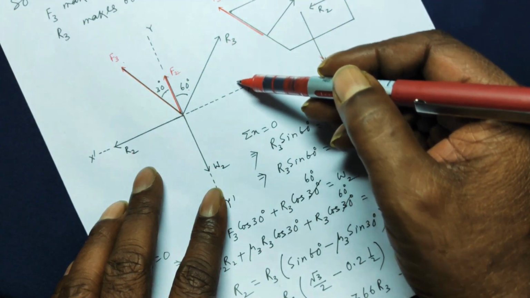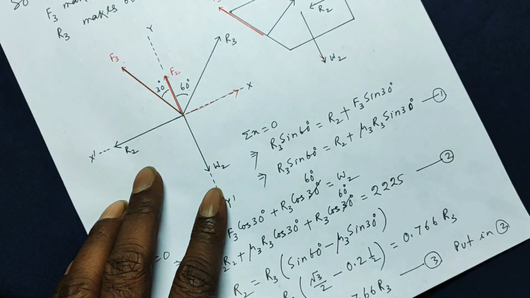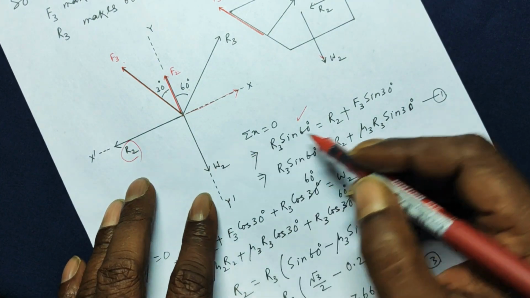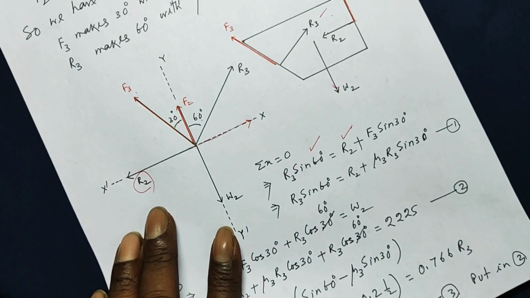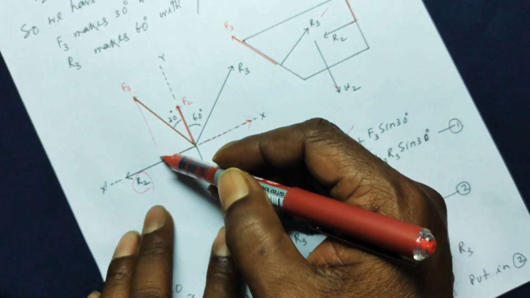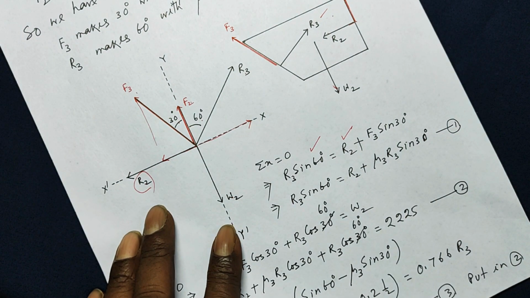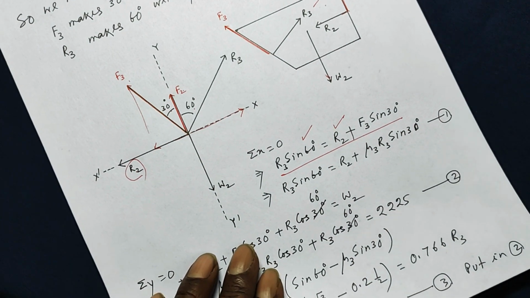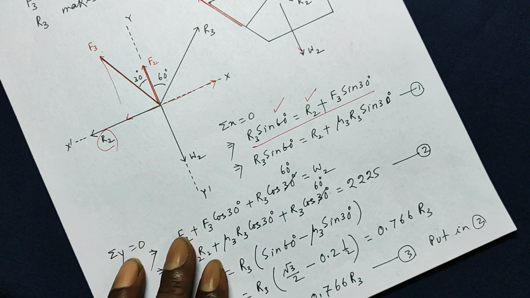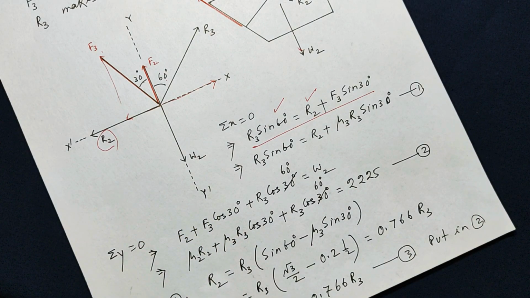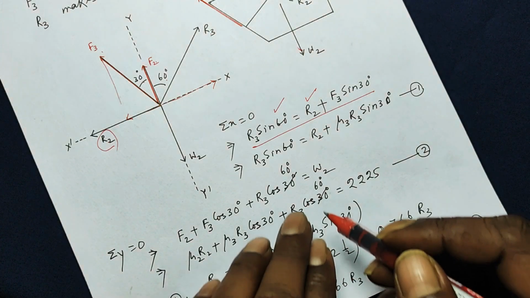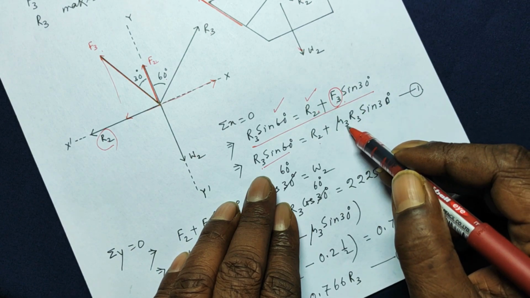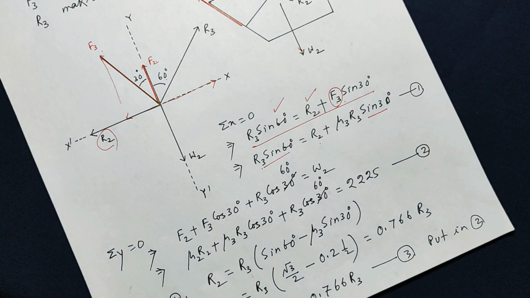Now the component of R3, this one, will be R3 times sine 60, and that will be opposed by R2 and the component of F3. The component of F3, if you drop a perpendicular from here to here, will be F3 times sine 30. So this is what we get by applying sigma x is equal to 0, means sum of the forces along x-axis is 0 for condition of equilibrium. Now R3 sine 60 is equal to R2 plus the force of friction F3, which is mu 3 times R3 sine 30.